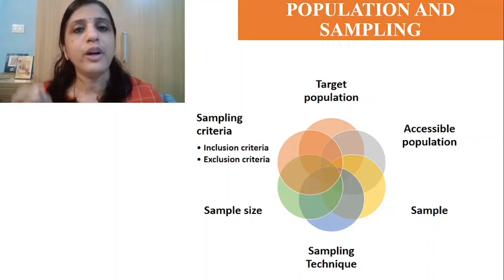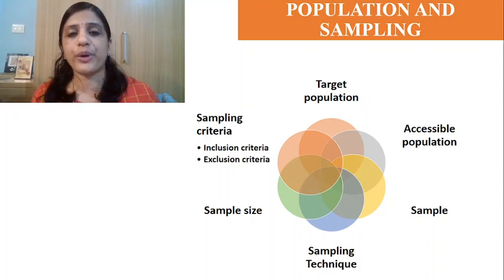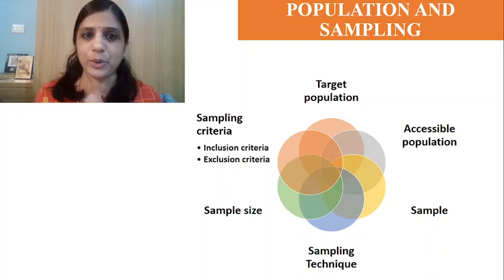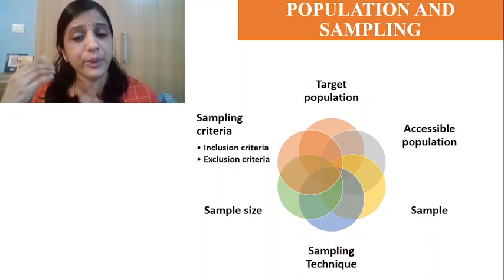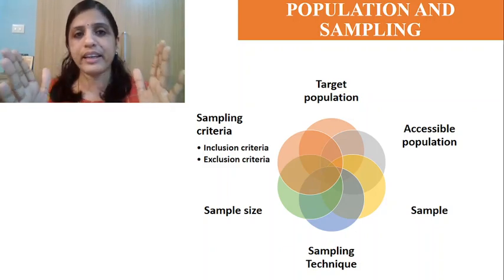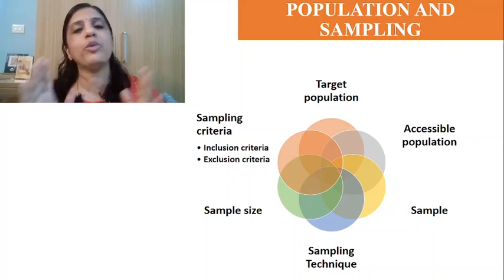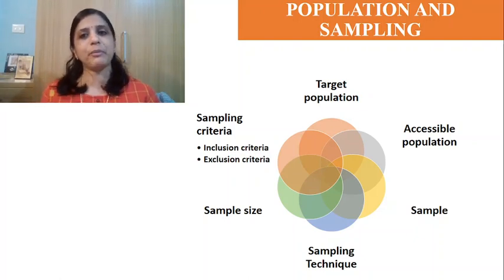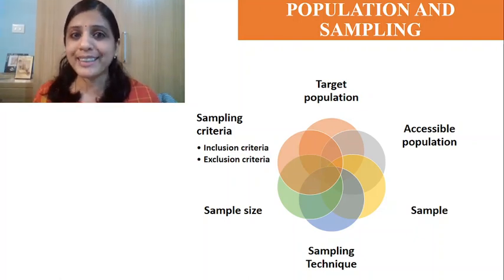Please be careful. Don't write just the opposite of what you have written in inclusion as exclusion criteria. Try to think over it, and read a lot of studies so that you can get a lot of points and come to a clear-cut idea of who will be my sample and who will not be my sample. So that is about population and sampling.